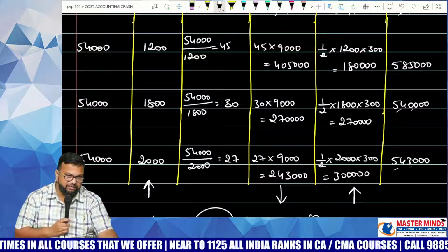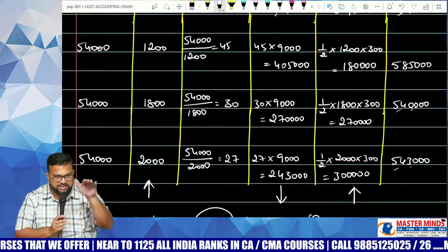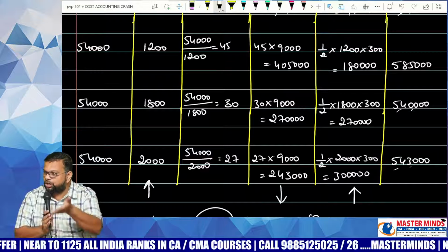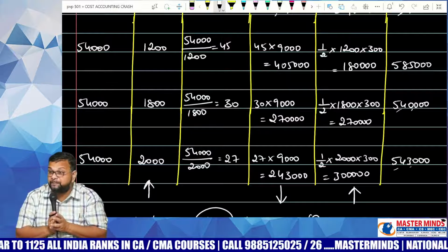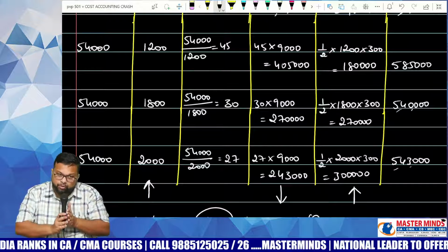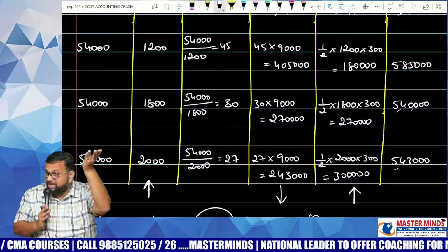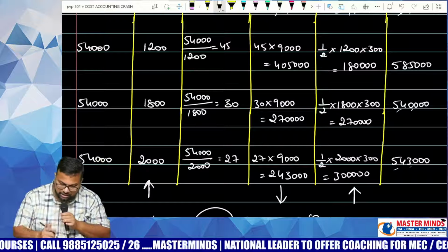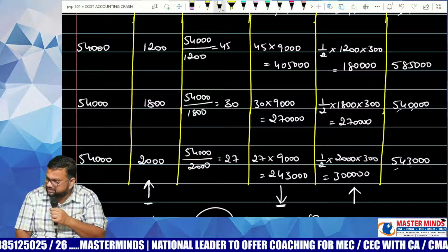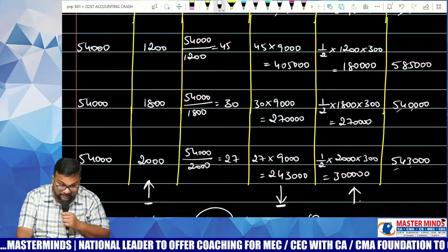There's a logic behind it. When the order size increases, the number of orders decreases. When the number of orders decreases, ordering cost will also decrease, because order cost is dependent on the number of orders. But when the order size increases, that means quantity is increasing. When the quantity is increasing, storage cost, that means carrying cost, will increase. So here you can clearly see there is an inverse relationship between order size and ordering cost, and a direct relationship between order size and carrying cost.